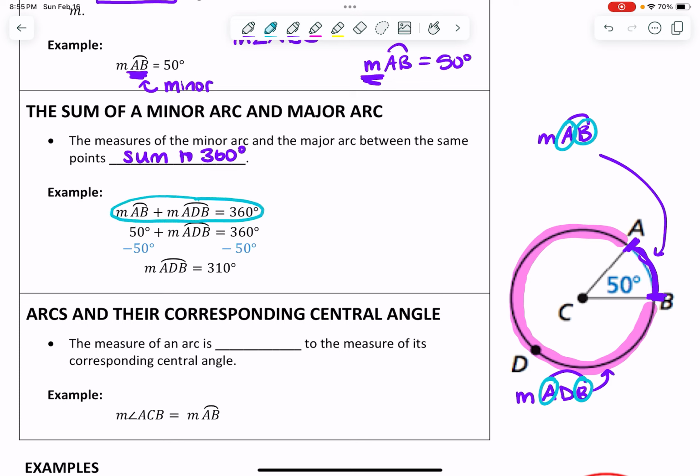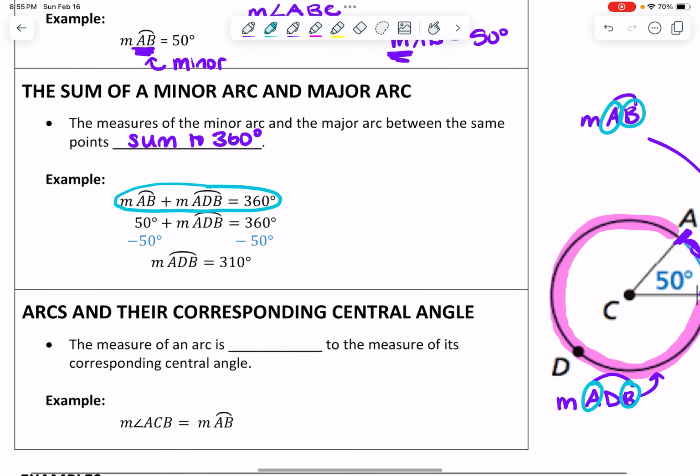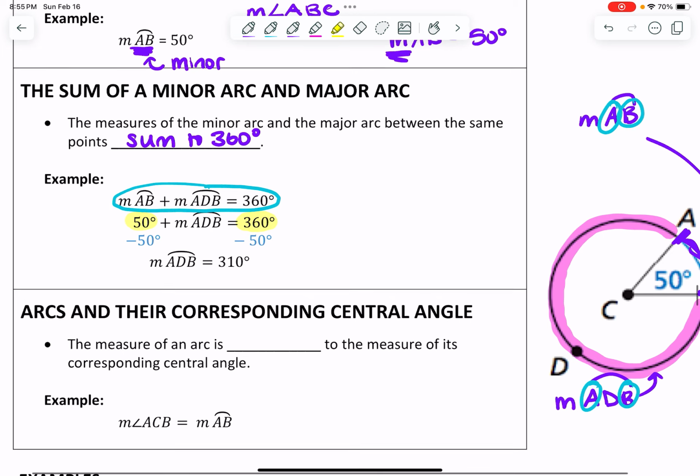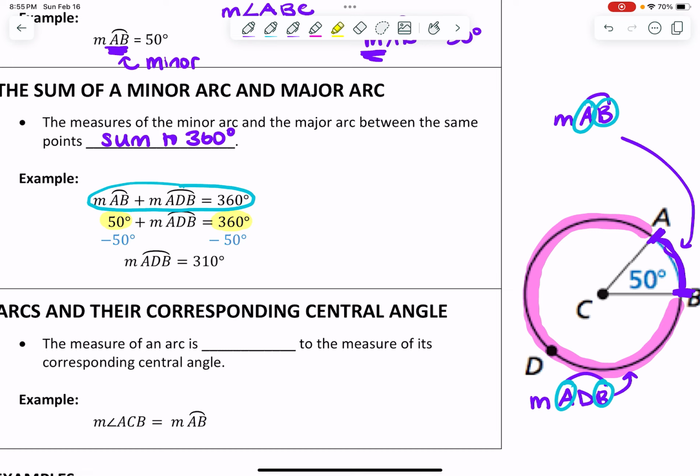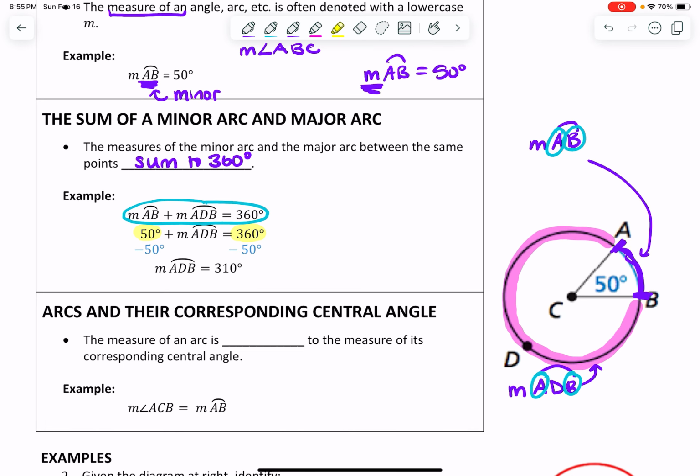So this is what I note. I know that the measure of the minor arc plus the measure of the major arc will equal 360 degrees. What's kind of cool about that is if I know one of those two things, in this case, I know the measure of the minor arc is 50 degrees, I can find out what the measure of the major arc is, right? Because I could substitute in the values that I know. I know that 50 degrees is the minor arc, 360 degrees is part of the equation that I've built here, and I could use my equation solving skills to solve for the measure of the major arc.